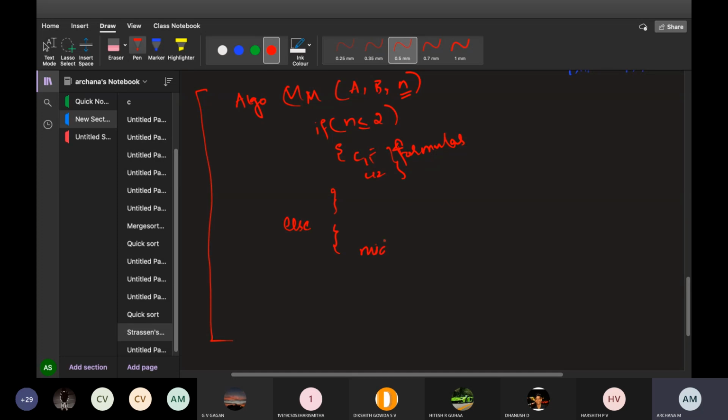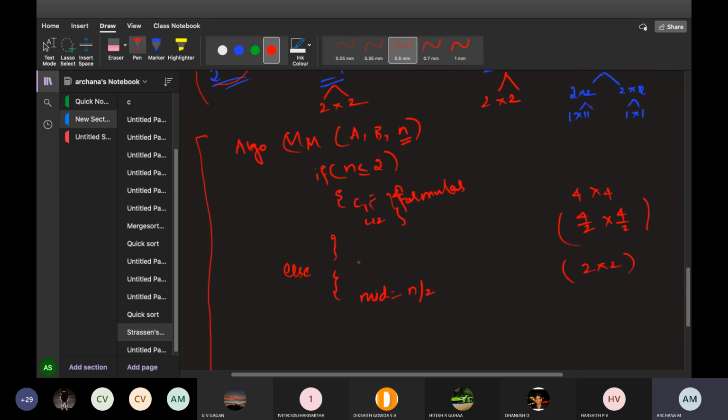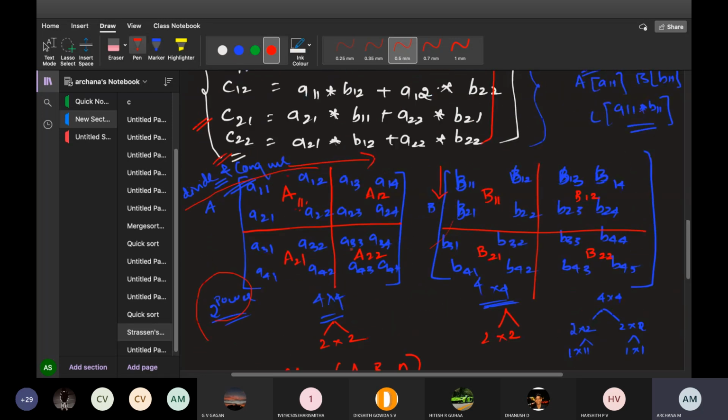Then mid equals n divided by 2. That is the divide. 4 cross 4 is there, divide by 2, 4 divided by 2, like this. That will become 2 cross 2. Now what do I do? I divide that, and finally what do I have to do after dividing? Look here. I have divided the 4 cross 4 matrix into 2 cross 2. I have to apply all those formulas for this, for this, for this, and this. These are 4 different matrices now.